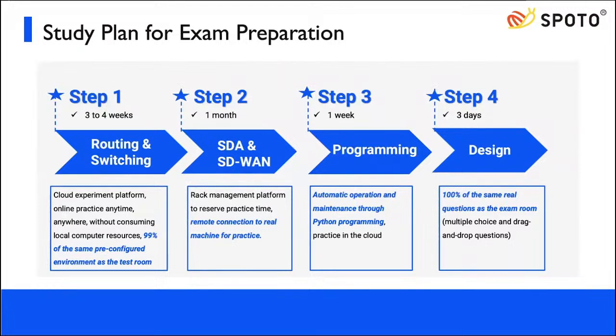Let's break it down into 3 stages. Stage 1, you will receive the routing switching solution and RS rack. The learning cycle is 3 to 4 weeks, allowing you to practice on the RS rack anytime, anywhere, without using your local computer. After completing this stage, we'll verify the quality of your practice to ensure you meet the test standards before moving on to the next stage.